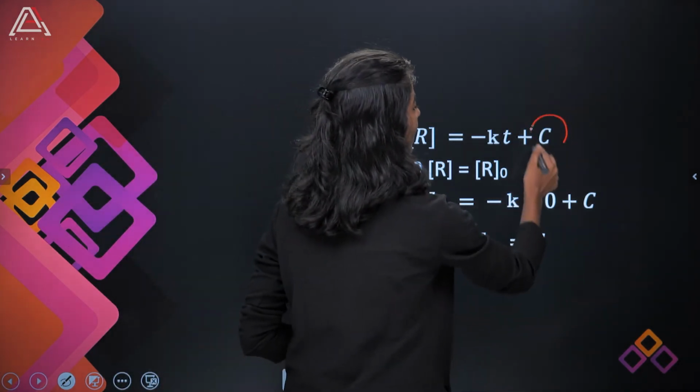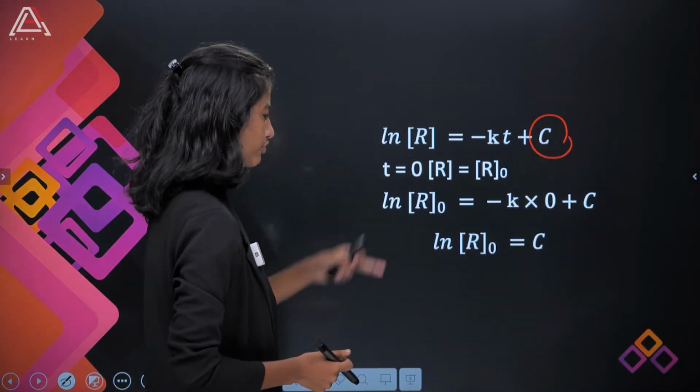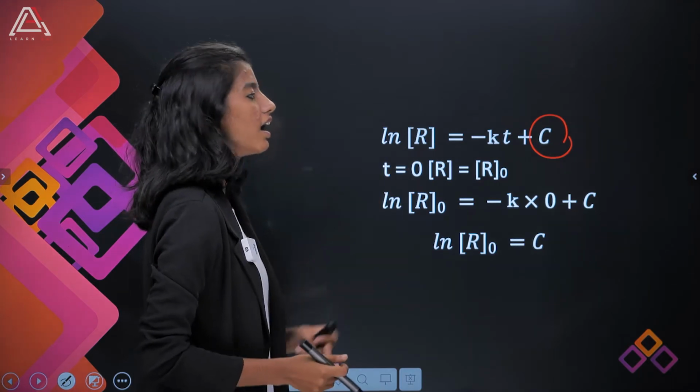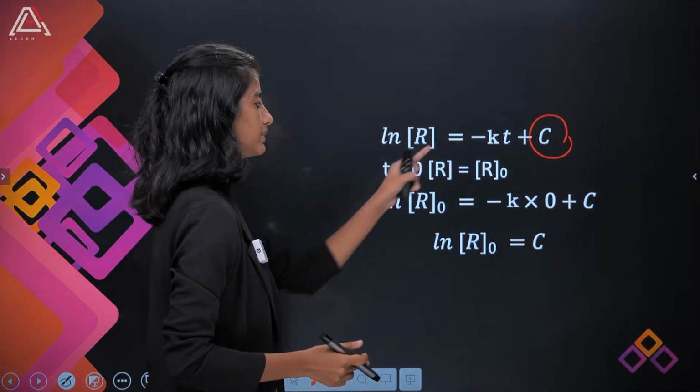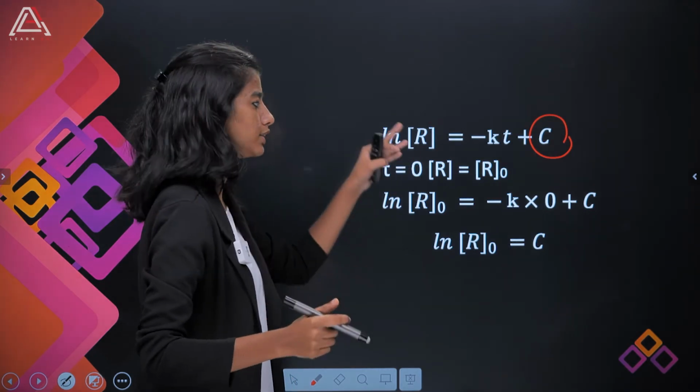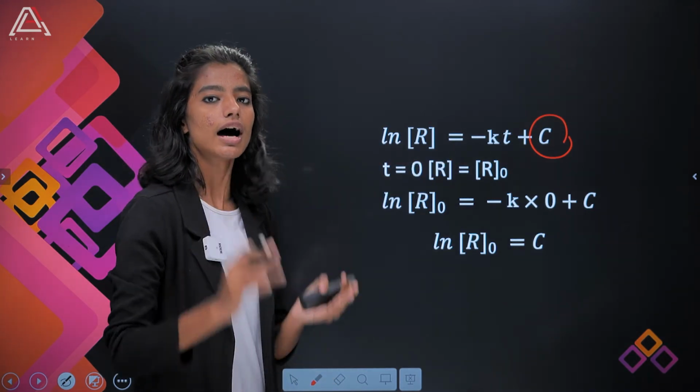We have to know the value for this constant. For that, we are taking t is equal to 0 and the R will become R naught, that is the initial concentration. At time t is equal to 0, the concentration of R becomes concentration of R naught.